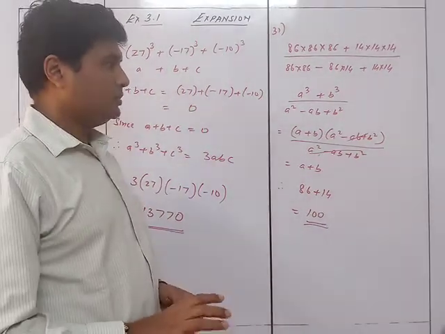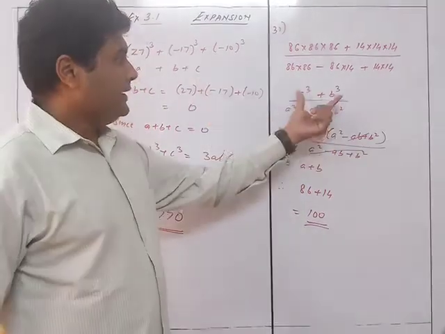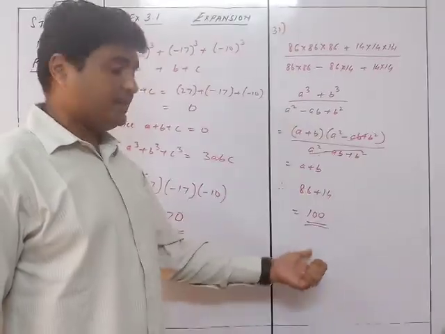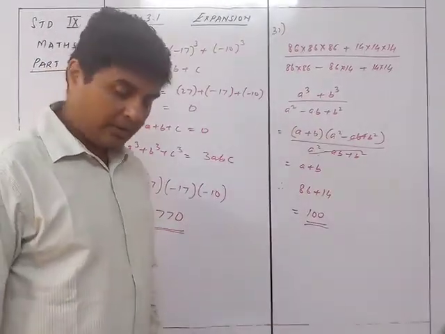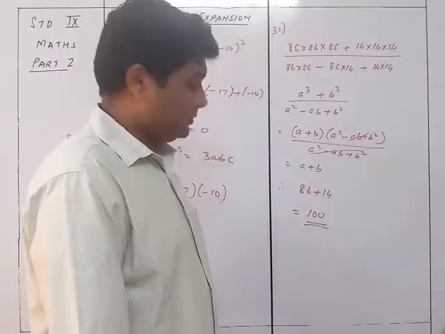Got it? We are just using the formula, and the answer is a plus b. So the answer will be a plus b, that is 100. Okay, so that was sum number 31.